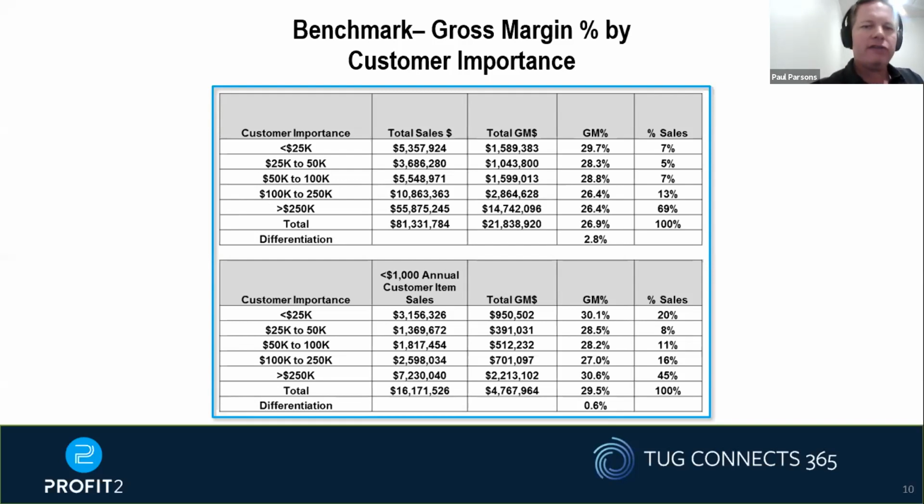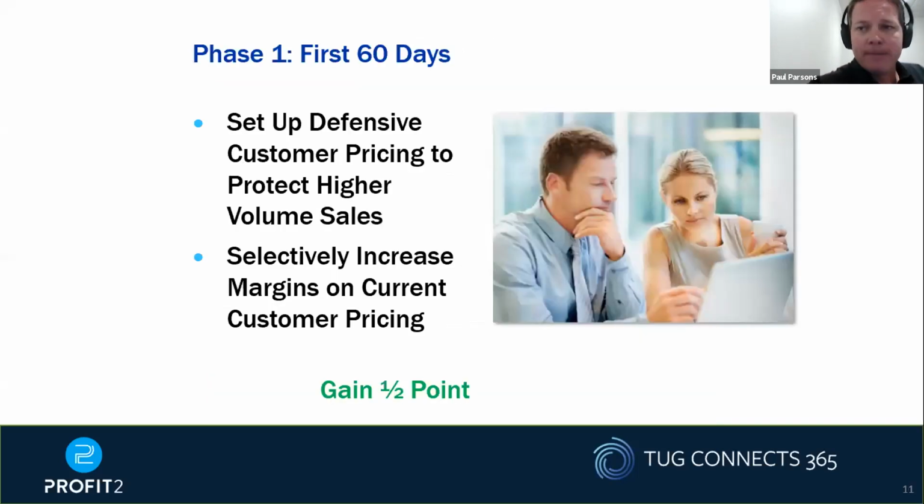So between these two charts and the different examples we shared with the distributorship, they hired us, and now they wanted to know, hey, what's the next step? How do we approach this project? I mentioned earlier that there are 3 phases that we follow. And the first phase is purely defensive in nature.